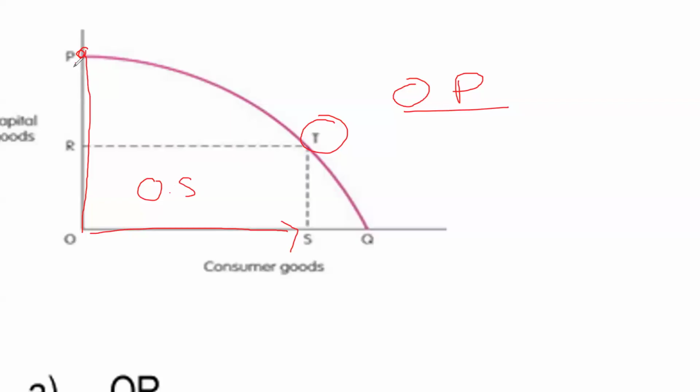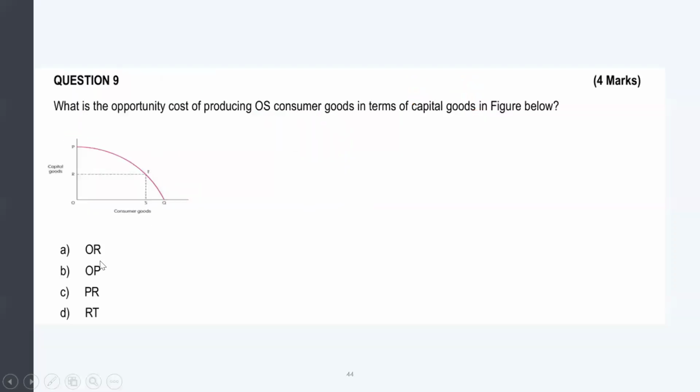We sacrificed this amount. TR. Yes, so we sacrificed PR. That's what we sacrifice. So that becomes your answer for a diagram on opportunity cost. The sacrificed capital good is PR, because it means we can no longer produce this amount of capital goods because we have decided to produce some of the consumer goods within our economy.